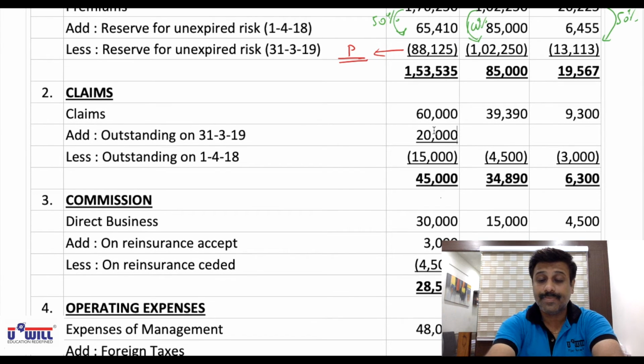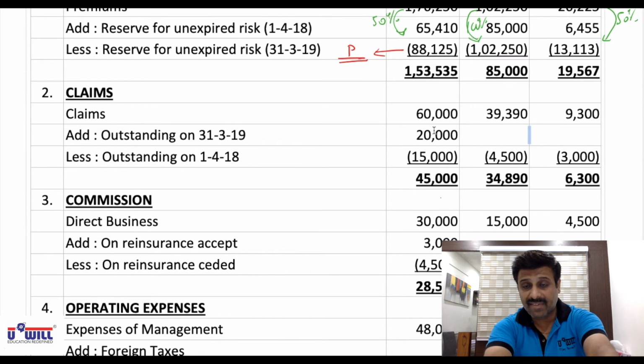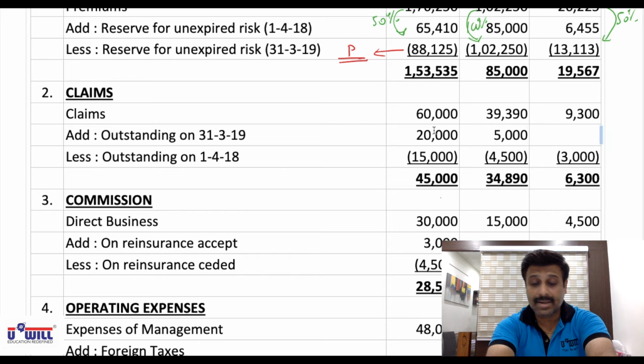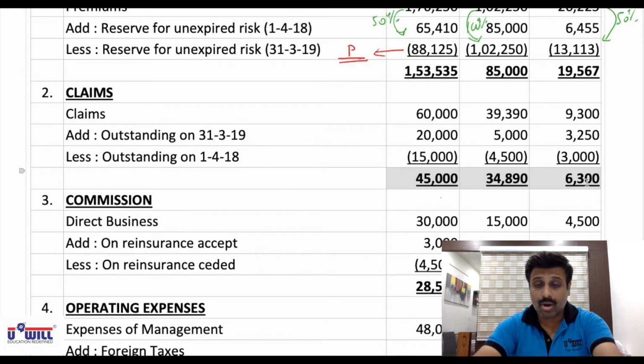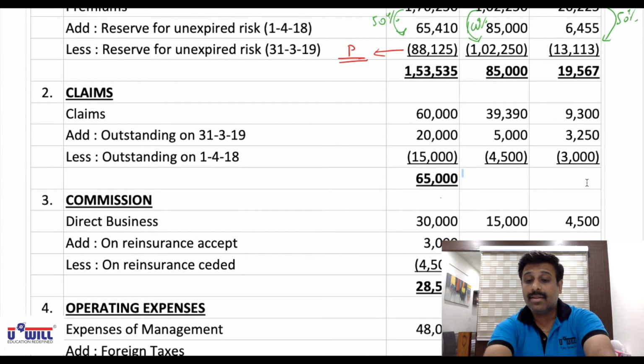20,000, 5,000 and 3,250. So the totals will get corrected. All of you will do it. 60 plus 20, 80 minus 5, 65,000. 39,390 plus 5,000 minus 4,500.